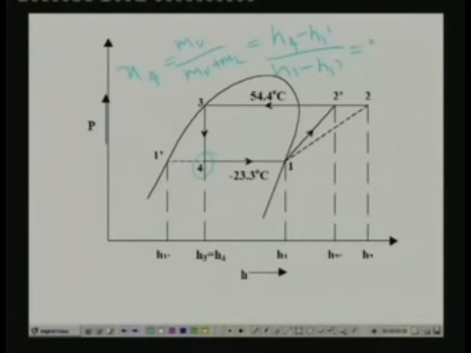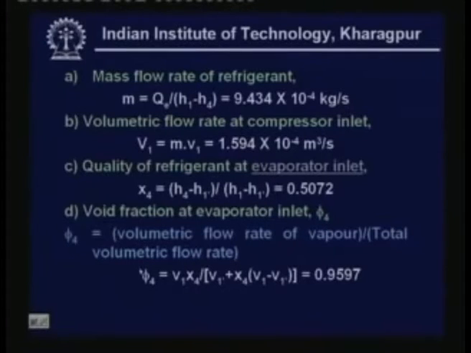Okay. This is also equal to, you can write this in terms of, for example, specific volume, that means V4 minus V1 dash divided by V1 minus V1 dash. That means the quality can be expressed in terms of any intensive property such as enthalpy or specific volume or entropy. Okay, that is what is required. Since we know the enthalpies, let us write this in terms of enthalpies. We know the enthalpy at point 4, this is known because this is equal to H3, and H1 dash is known and H1 is also known. Okay, so we use that expression to find the quality. So, quality is found to be x4 is equal to h4 minus h1 dash divided by h1 minus h1 dash, which is equal to 0.5072.